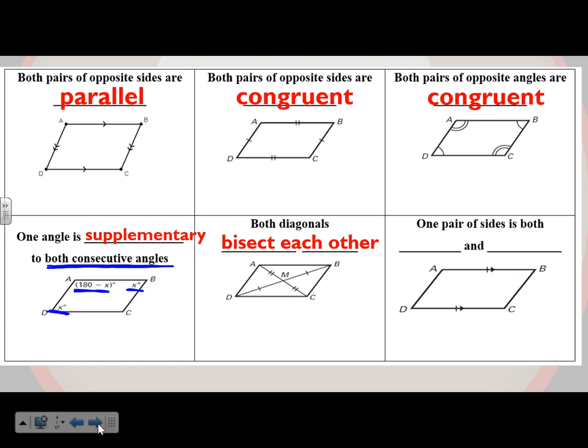And the last one, this one's a little bit new. One pair of sides is both parallel and congruent. So if you look at A, B, and D, C, so this line and this line, they are congruent to each other. That's great, but they also are parallel. So if they're congruent to each other, that's almost this one, but not quite, because this has both pairs and this is only one pair. But since they're also parallel, that means that they work out. That means that is a parallelogram. So again, even that one has the word both in there. It's only one pair of opposite sides, but that one pair of opposite sides has to be both parallel and congruent.